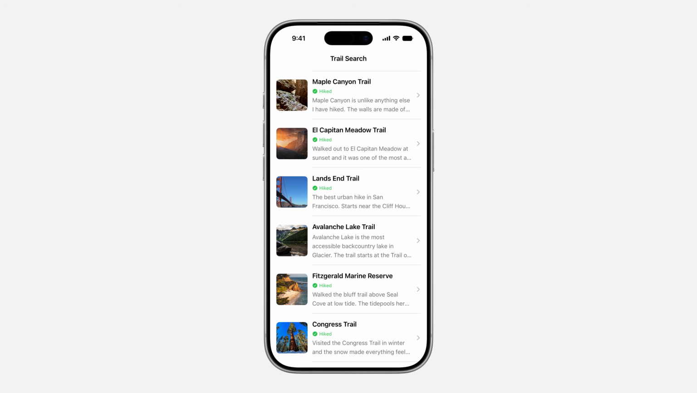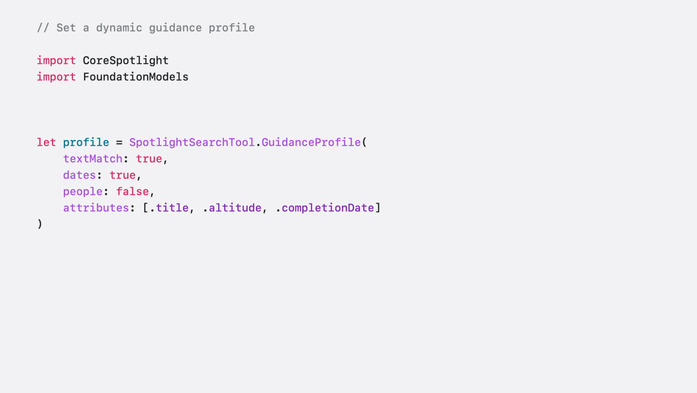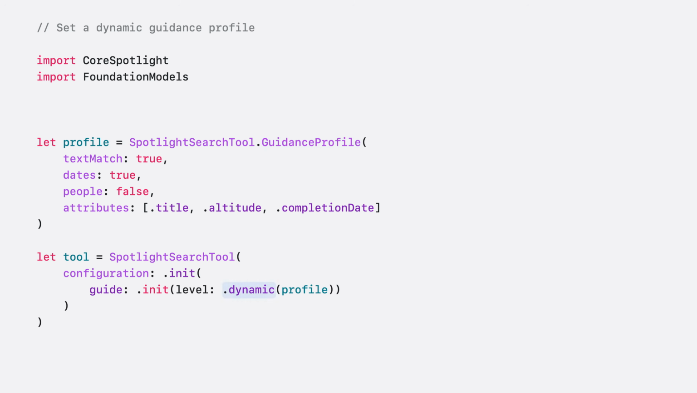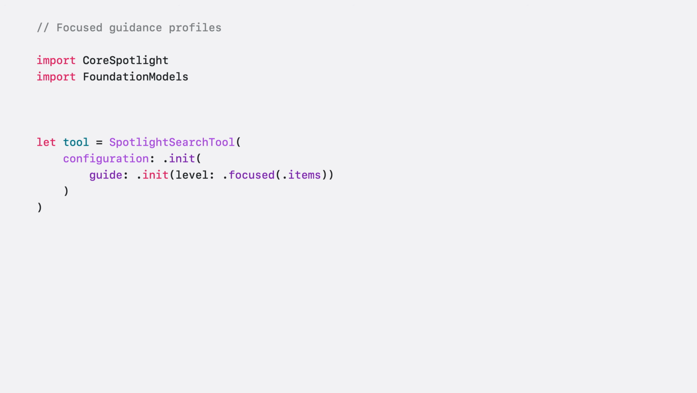The Hiking Trails app doesn't donate person relationships, so guiding the model on how to search for authors and recipients could be skipped for limited context models. To selectively enable guidance on search capabilities, like people and dates, use a guidance profile. You can even specify the exact list of metadata attributes that the model should consider during a search. Then set a dynamic guide level using the profile when creating Spotlight Search Tool. On-device models have a more restricted model context size, so it's best to use focus guidance for simpler search capabilities.